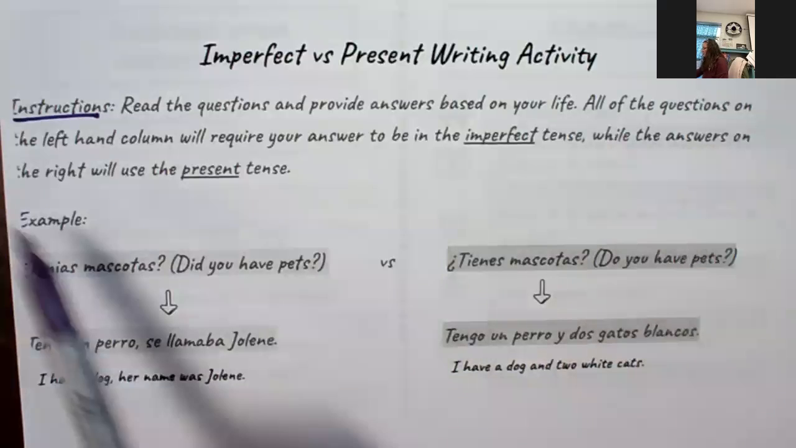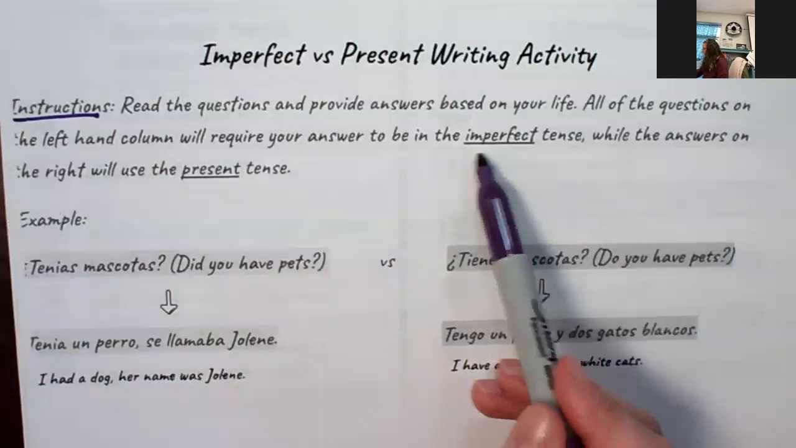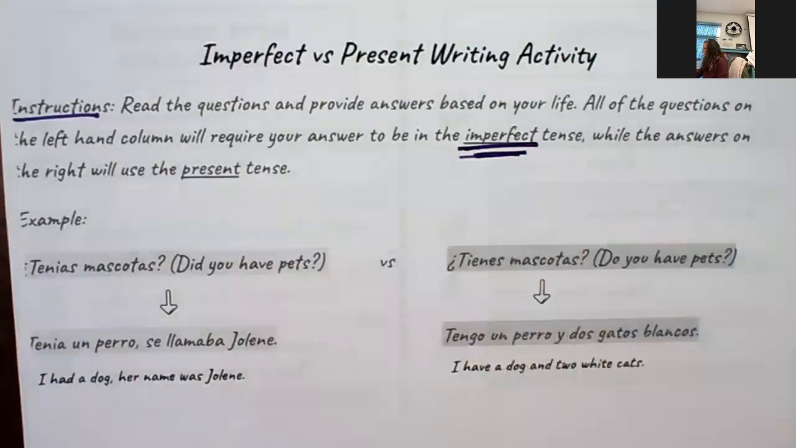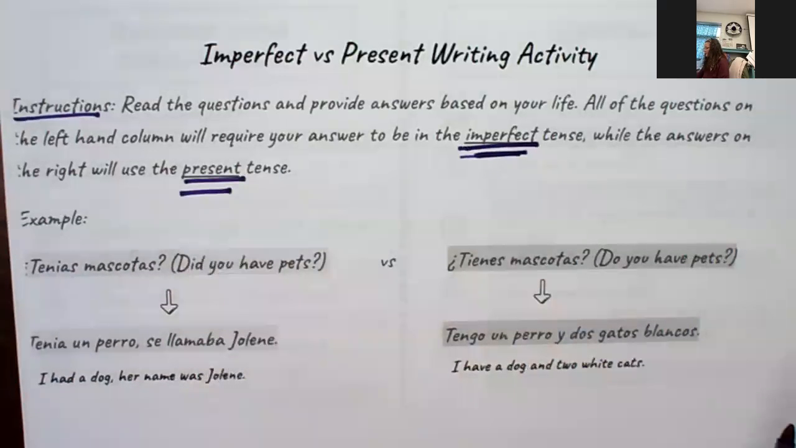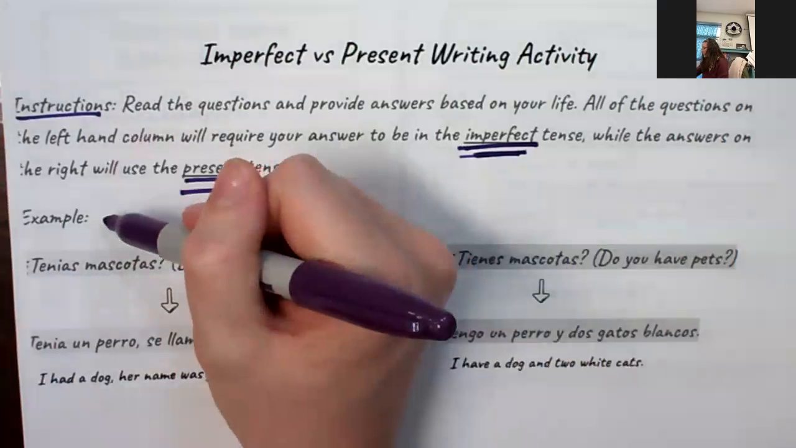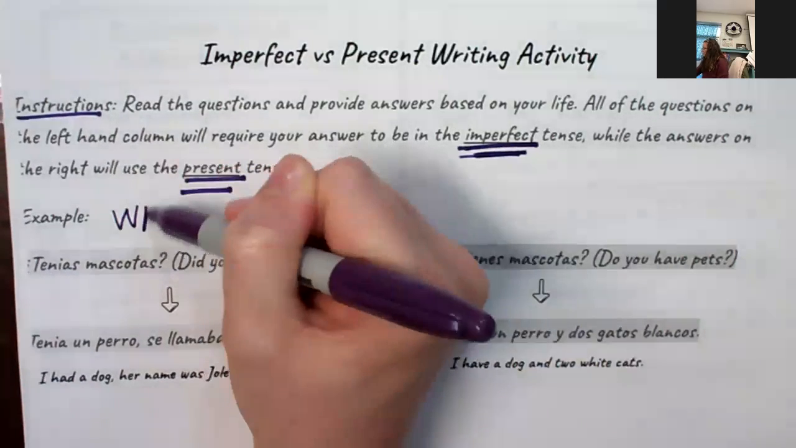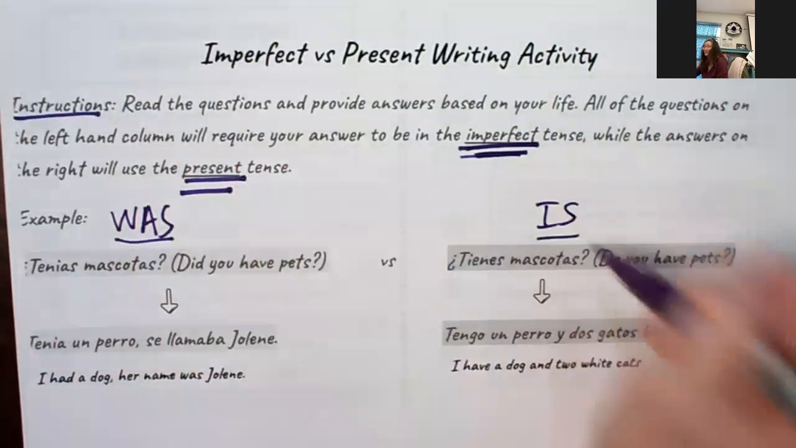So all of the questions on the left-hand column will require your answer to be in the imperfect, while the answers on the right will use the present tense. So the left column is going to be like how it was, and the right column is how it is now.